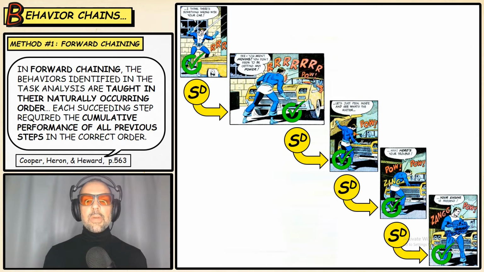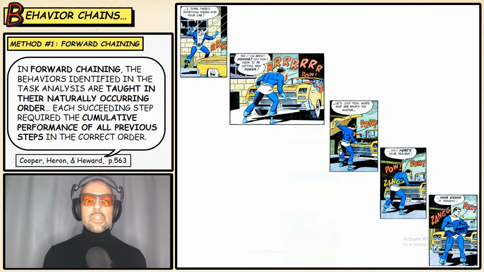Cooper, Heron, and Heward mentioned that in forward chaining, the behaviors identified in the task analysis are taught in their naturally occurring order. Each succeeding step requires the cumulative performance of all previous steps in the correct order. I almost messed up the cumulative performance of that quote, but I finally got there. Forward chaining requires that you perform those cumulative steps in the correct order. So let's break this down as if we were using it to train our superhero to stop this car full of villains.